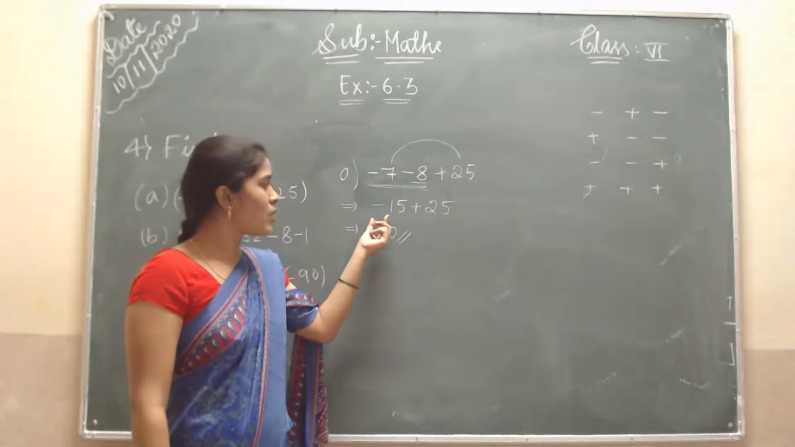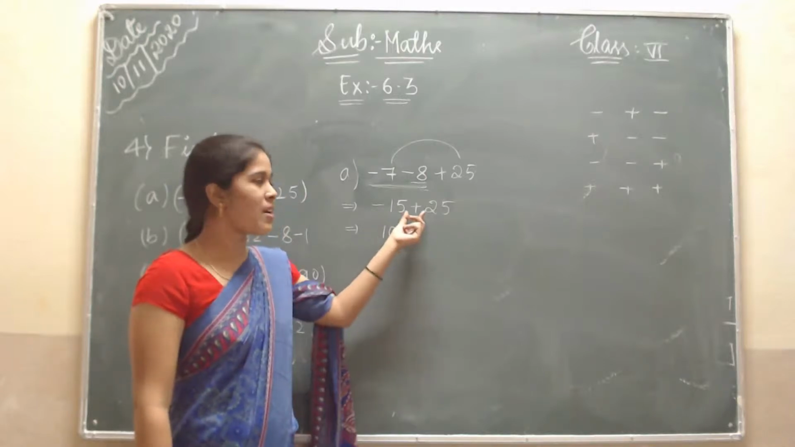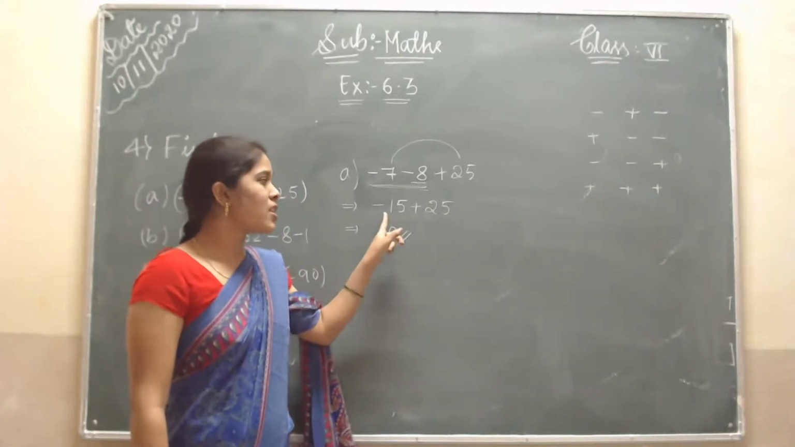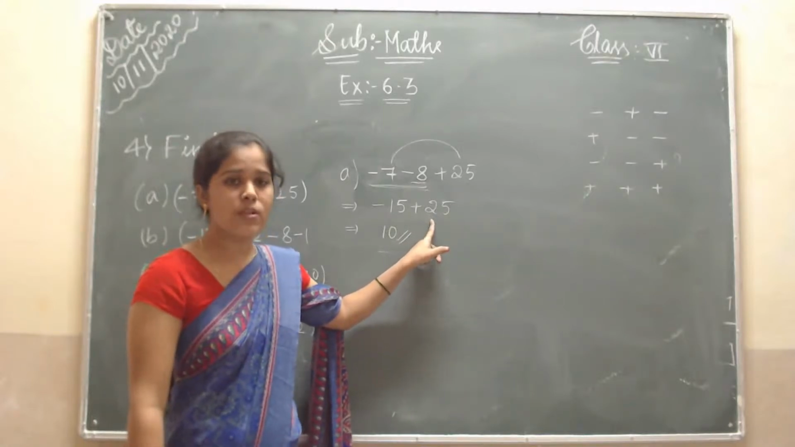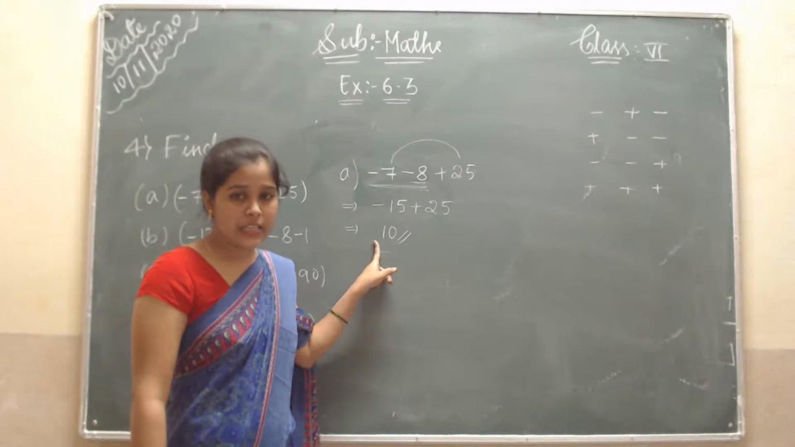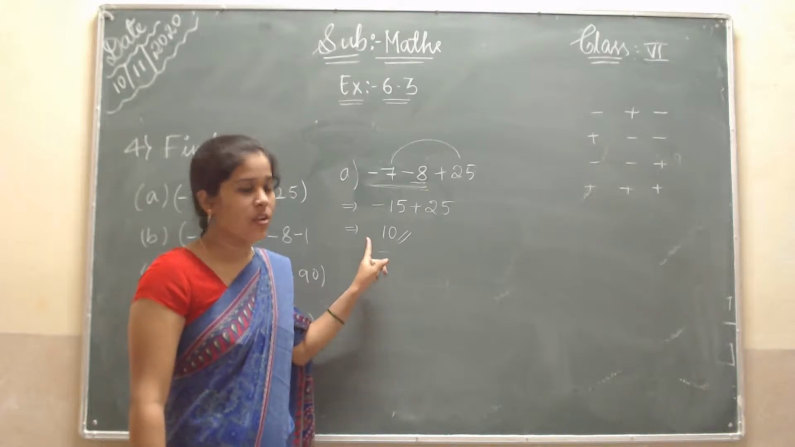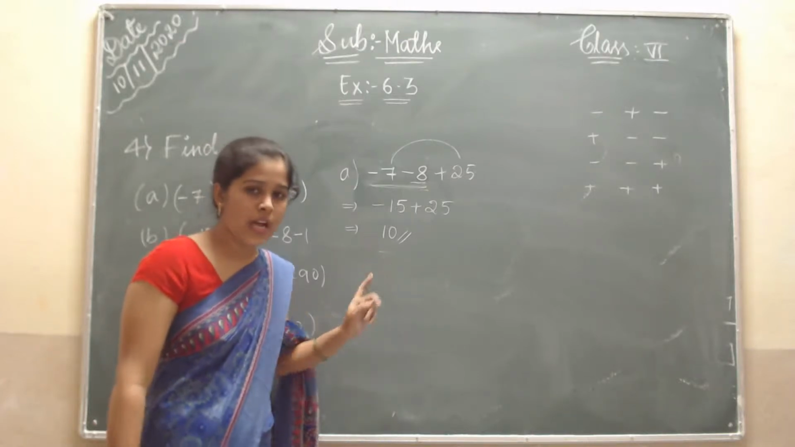One is positive, one is negative. We have to subtract. 25 minus 15 is 10. But in these two numbers, which is the greater digit? Yes, 25 is the greater number. So we have to take the greater digit's sign. So that is positive. Understood?